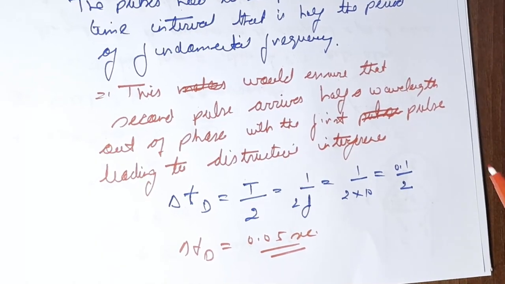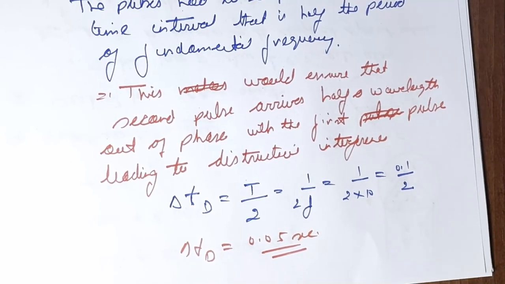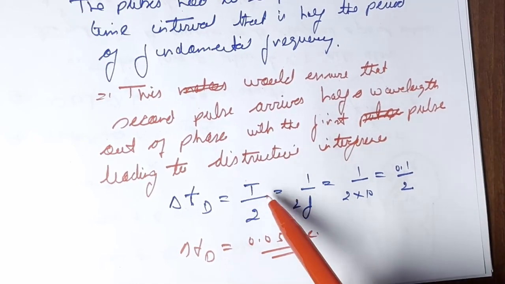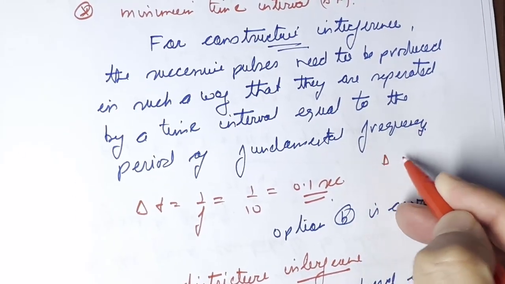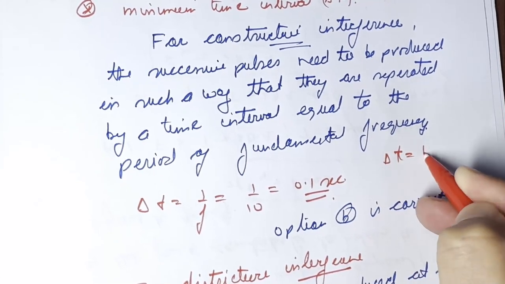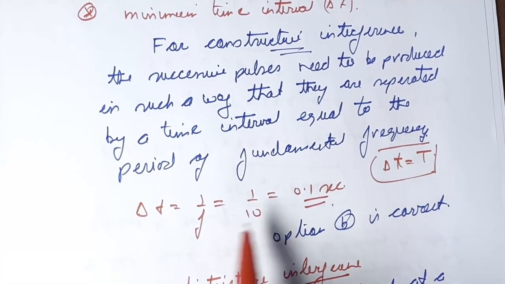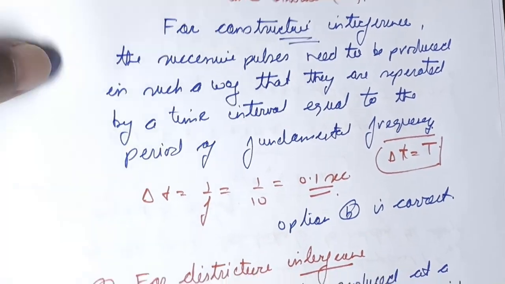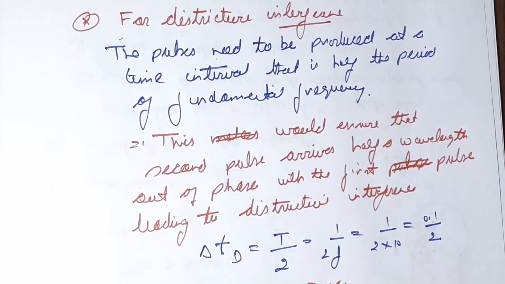Okay. So the time interval between successive pulses for destructive interference is also dependent on the time period of the fundamental frequency. The only difference is that it is half of the time period, whereas for constructive interference delta t is simply equal to capital T, the time period of the fundamental frequency. So this is the major difference between the two. This completes the question. Thank you.